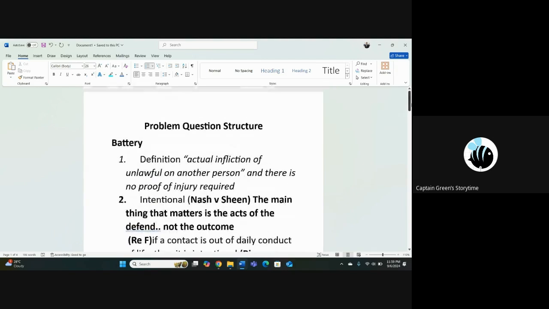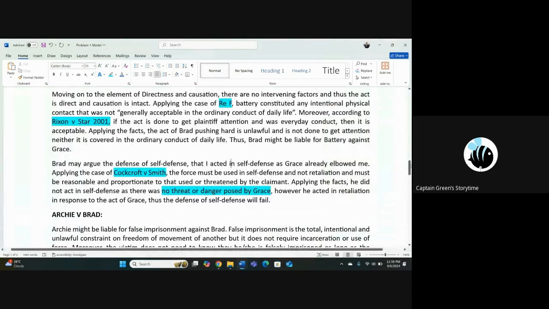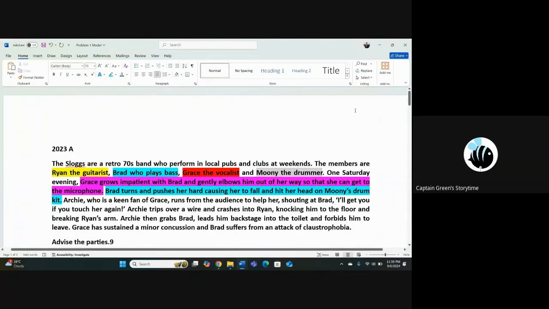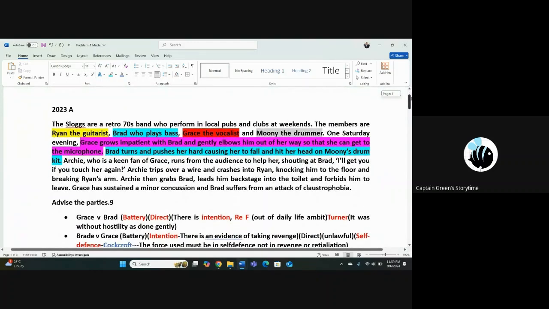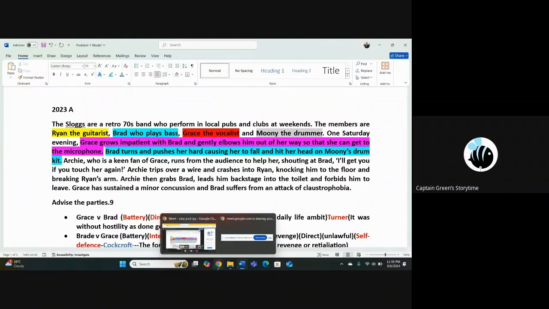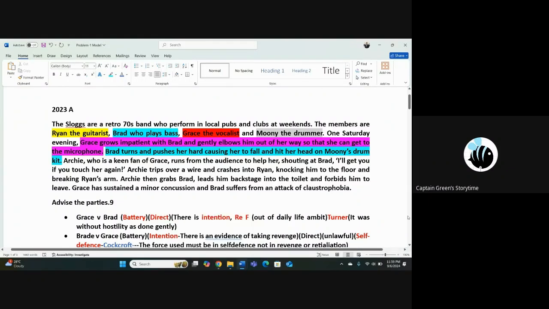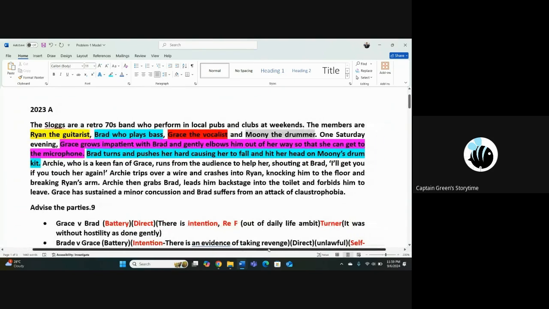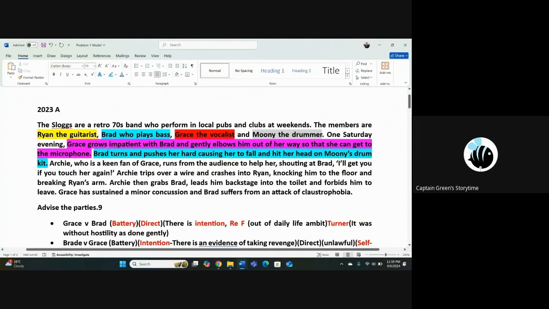Now we will go towards one of the problem questions, which we will solve step by step, and we will apply these structures to that problem question. Okay, this is the most important problem question. The problem question is from 2023 zone A. Let me zoom it a bit. I hope it's visible now. Let's start the problem question.